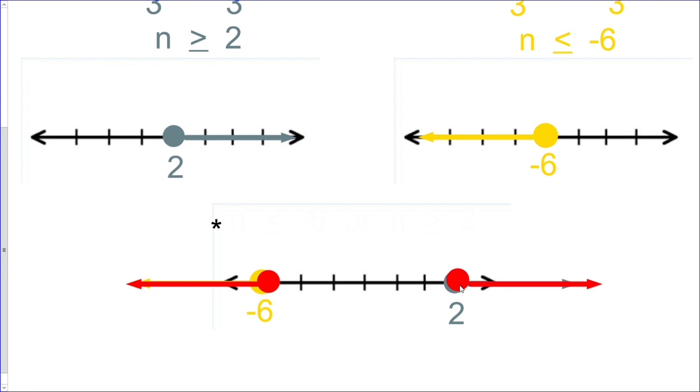Okay, I'm going to stop here. I hope this gives you a good example of the absolute value inequalities and the two different types, how to solve them, and how to graph them.